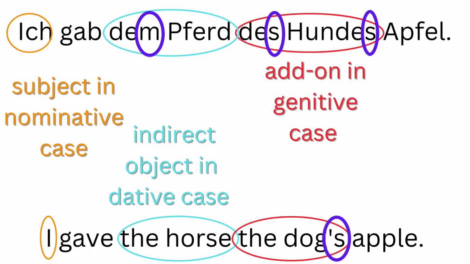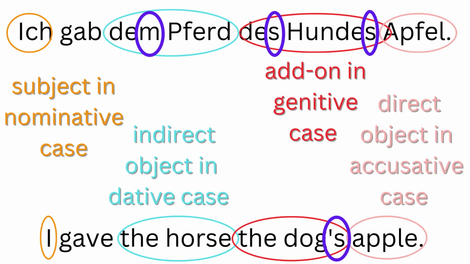The possessive add-on, des Hundes, is in the genitive case. Des is the genitive article for singular, neutral, or masculine nouns. The direct object, Apfel, is in the accusative case.